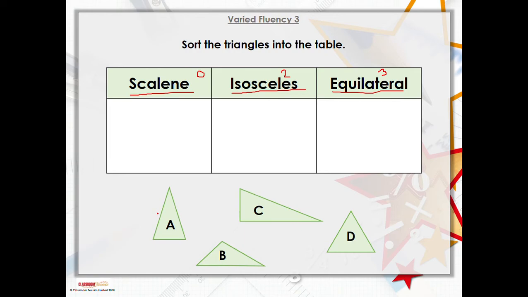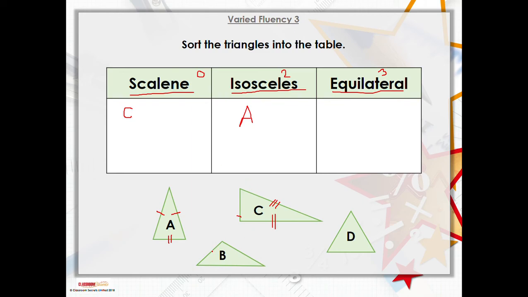Let's just quickly label A. Well, I can see that A, these two sides here are the same length, and the bottom one is different, so therefore this must be an isosceles triangle. If we look at C, well, we've got this length here, which is different to this length here, and I'm pretty sure that top length is going to be different as well. None of the three sides are the same, so therefore it must be a scalene triangle.